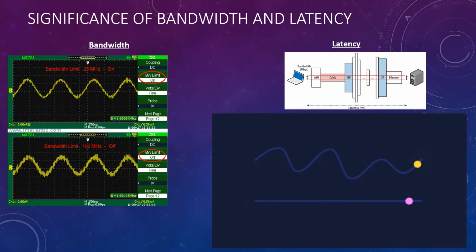So do you have anything to ask me about latency or bandwidth? No, sir. Sir, in this picture, what is the thing in brackets after latency? MS. Actually, this shows milliseconds.